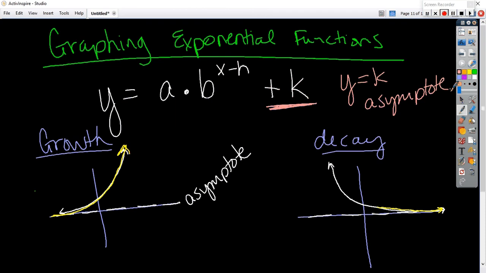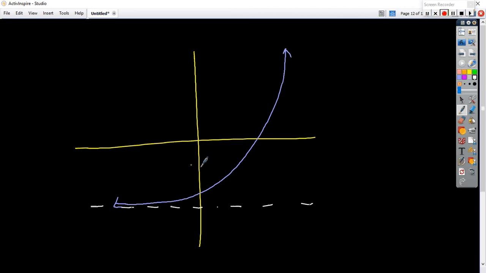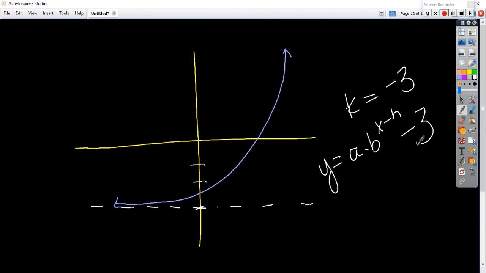Go ahead, Kyle. So for this one, let's say that was negative 3. Well, then I know my K on the end is negative 3. Whatever else is in this, it's a growth. You could be, if that number on the end was negative 4. Oh, you're talking about the graph itself. No, it can't cross the asymptote. You're correct. I'm sorry. That's not actually the intercept. That's the asymptote. That's exactly right.